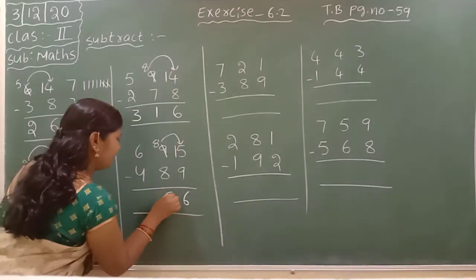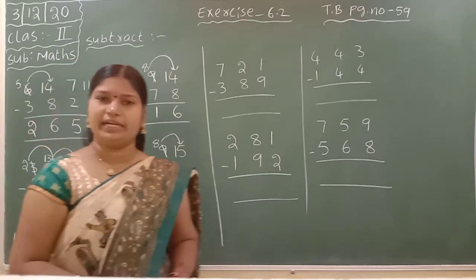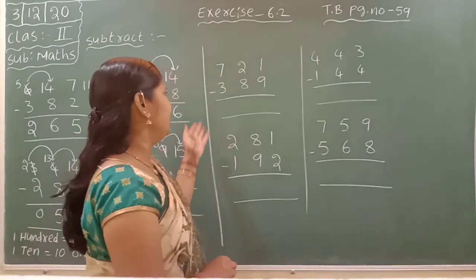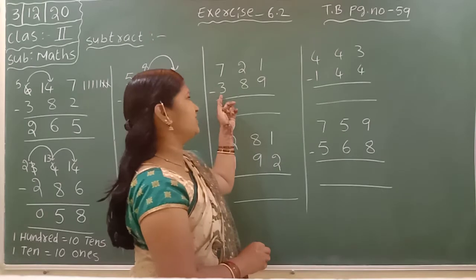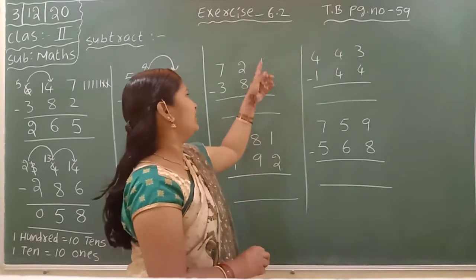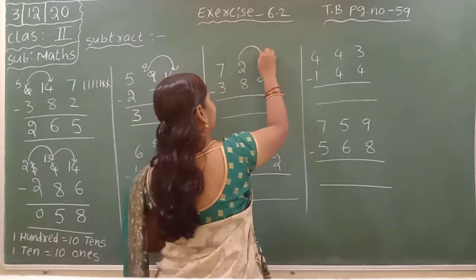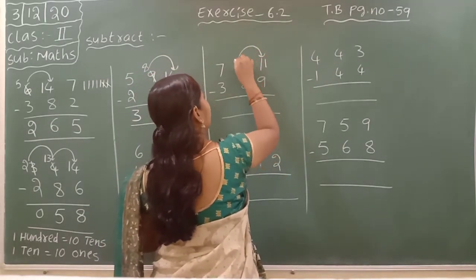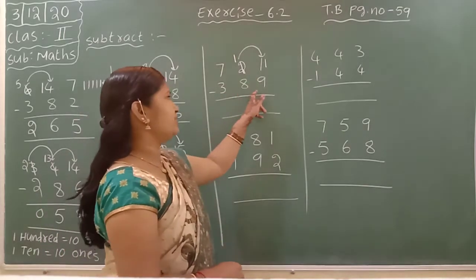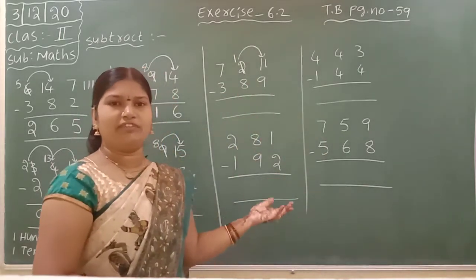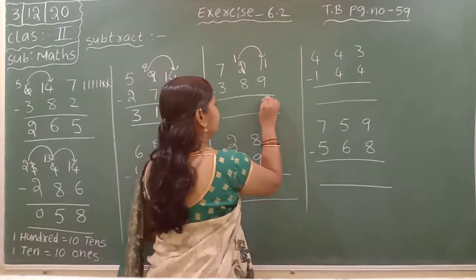8 minus 8, 0. 6 minus 4, 2. The answer is 206. Same like this, one more question. 729 minus 389. 1 minus 9, not possible. Take regrouping. This becomes 11, this becomes 1. Okay? 11 minus 9. 9 after, count up to 11. 9 after 10, 11. 2.